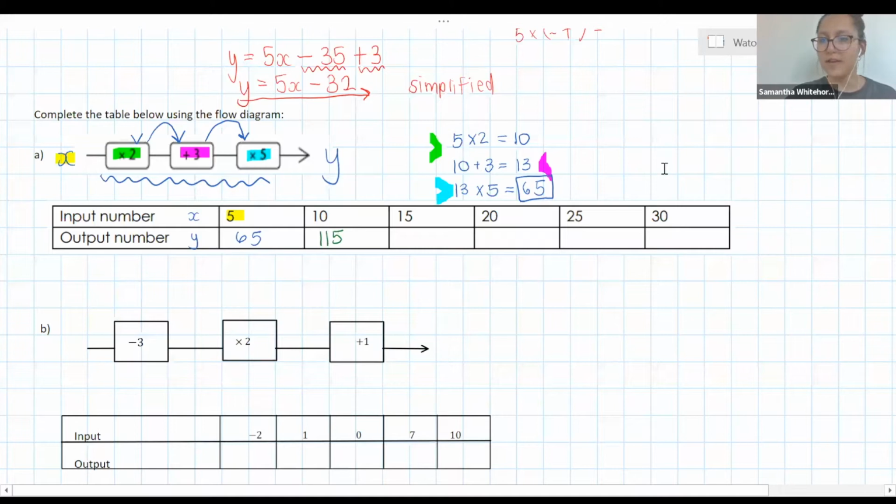Okay, I'm going to pick another hand that's still up. If you get picked and you don't want to answer, you can say so. Oh, lots of hands. Wonderful. Fareed, would you like to give us the output when our input is 15?